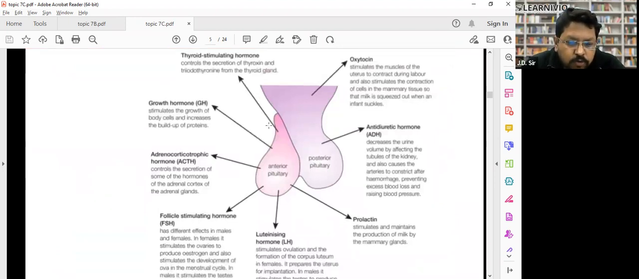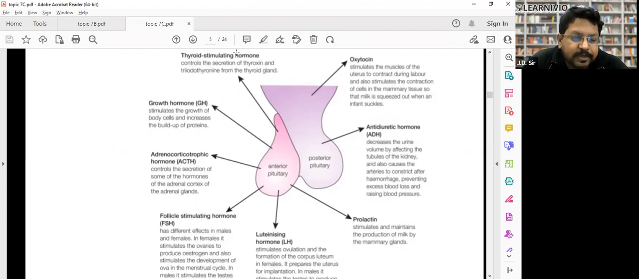Look, these are the hormones which are secreted by the anterior pituitary gland. Thyroid stimulating hormone will control the secretion of triiodothyronine and tetraiodothyronine, both collectively called thyroxine hormone. Growth hormone is responsible for growth of the body, growth of the bone, growth of a child, and sexual maturity.